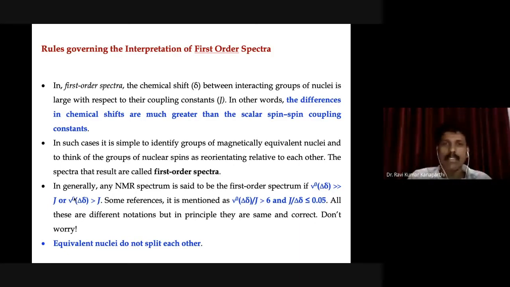And the chemical shift difference, just imagine that difference. What I am talking about is that I have two NMR peaks in two different positions in the NMR spectrum, and this is what I am talking about.